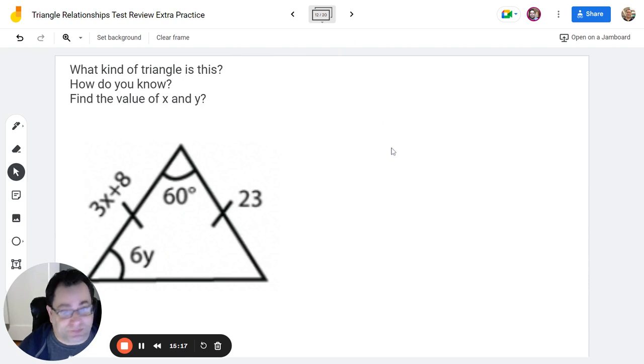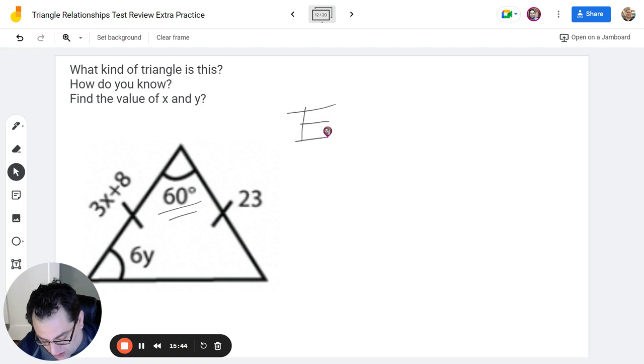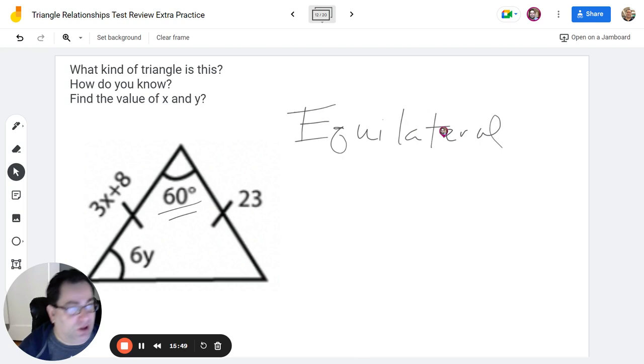Question number 12. Okay, in question number 12, we first have three questions to answer. What kind of triangle is this? How do you know? And find the value of X and Y. So this is the dead giveaway right here. Yes, there's two tick marks indicating an isosceles triangle, but they tell us that one of the angles is 60 degrees. And when that happens inside a triangle, we know that it has to be an equilateral triangle. Okay? How do we know? The 60-degree angle.